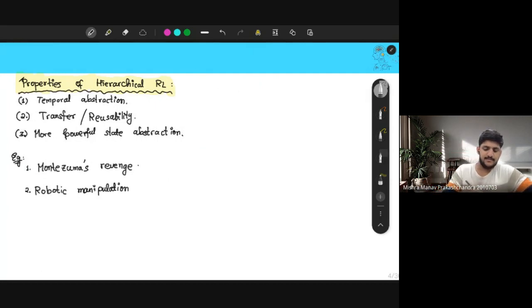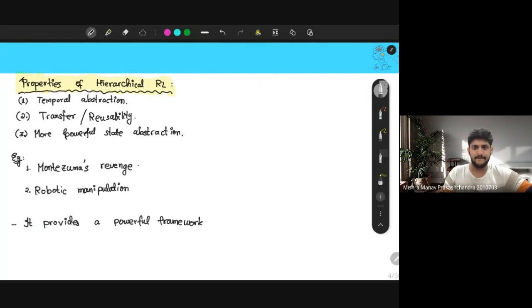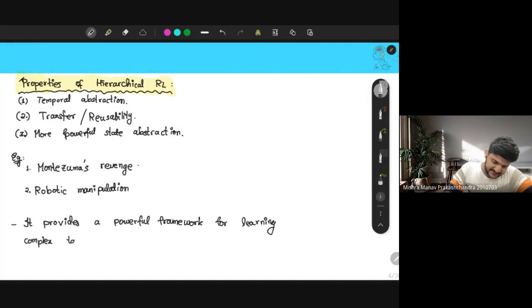Just to make the final statement: it provides a powerful framework for learning complex tasks.